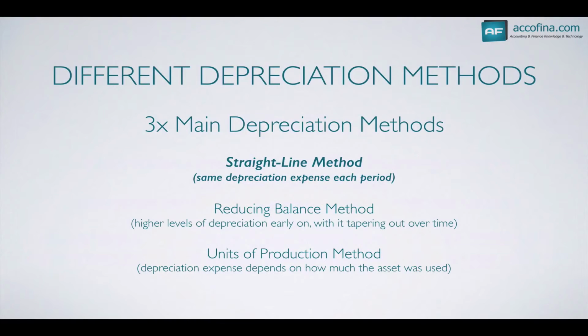Now, what are the three main depreciation methods? There's the straight line method, which we're going to talk about today, and that's where you have the same depreciation expense each period. Secondly, there's the reducing balance method, and that's a different calculation where you have higher levels of depreciation early on, and then the depreciation tapers out over time. And then finally, the third main method is the units of production method. And that's where the depreciation expense depends on how much of the asset was used in that particular accounting period.